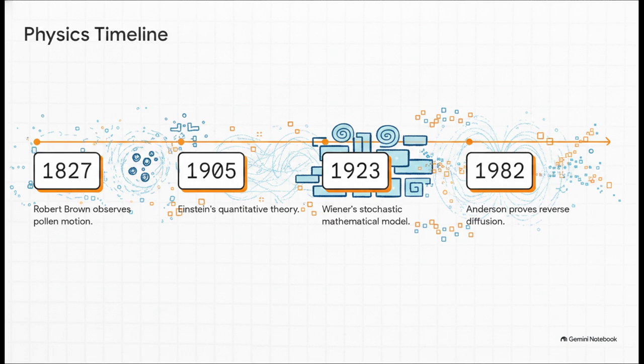It's absolutely amazing to think that watching pollen float in a glass of water in 1827 is the direct mathematical ancestor to the AI art on your computer today. We're literally taking centuries of physical science and applying it directly to digital pixels.